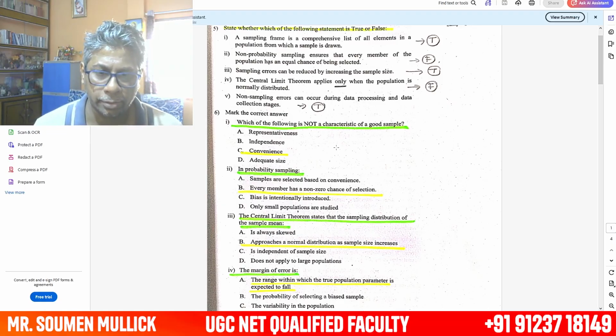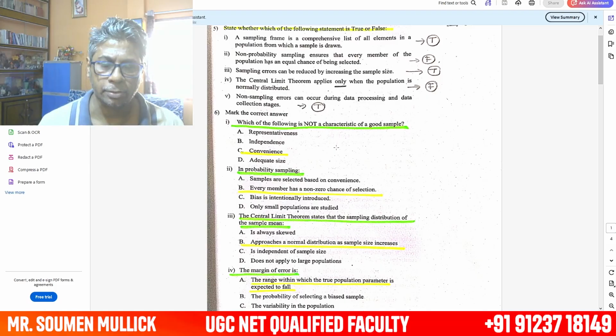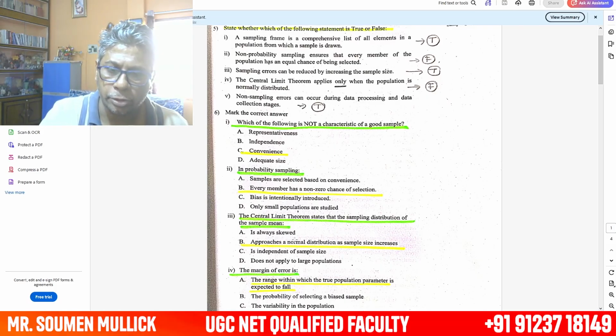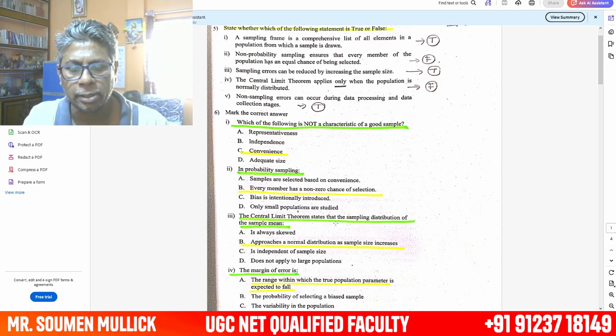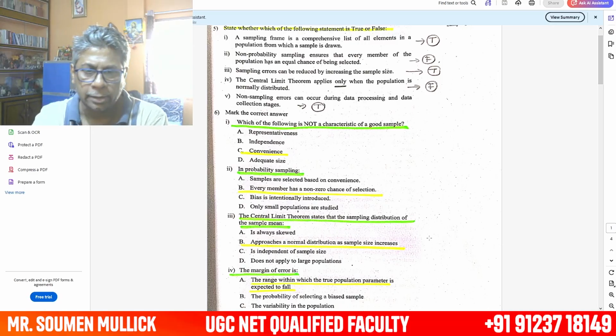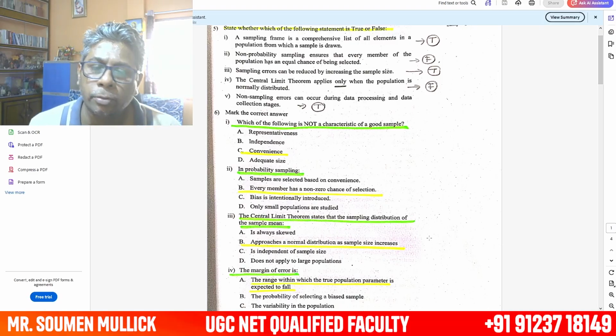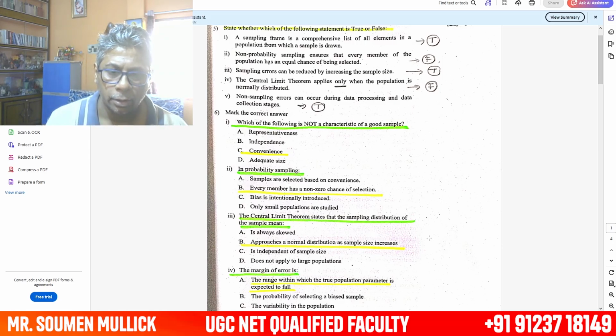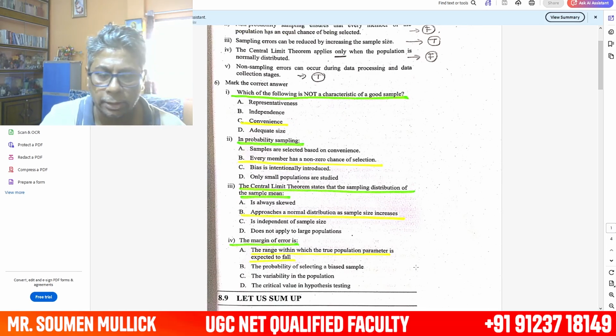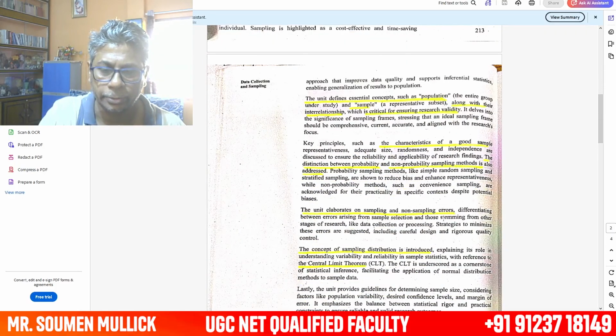Choose the correct answer. The central limit theorem states that the sampling distribution of the sample mean approaches the normal distribution as sample size increases. This is true. When the sample size increases, the central limit theorem will be applicable. The margin of error. What is the margin of error? The range within which the true population parameter is expected to fall. That is called margin of error.